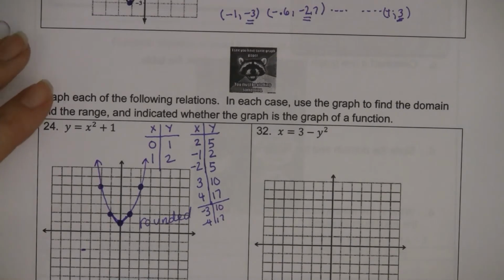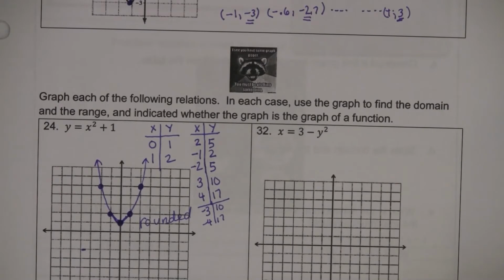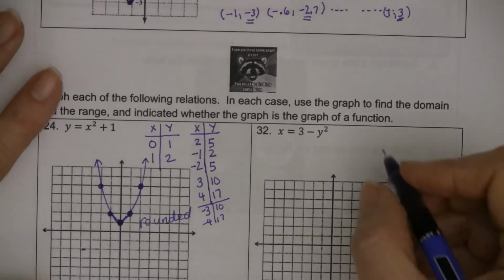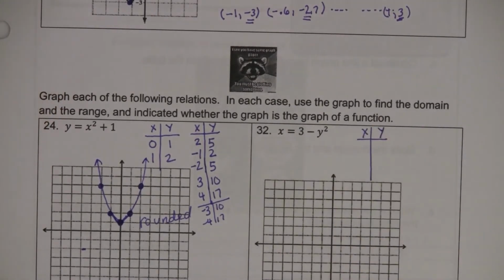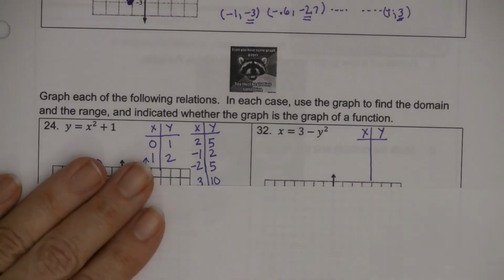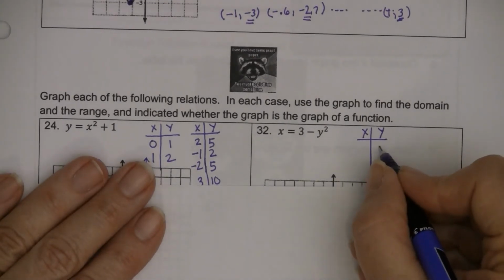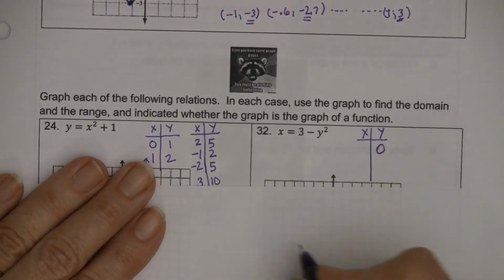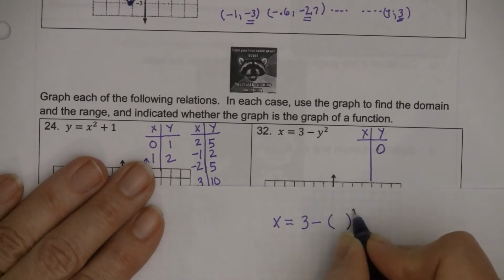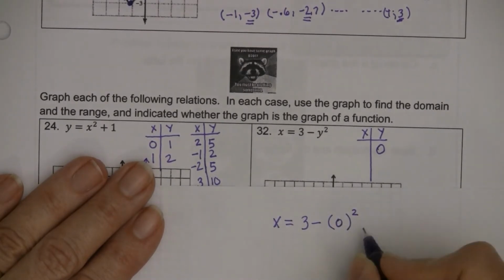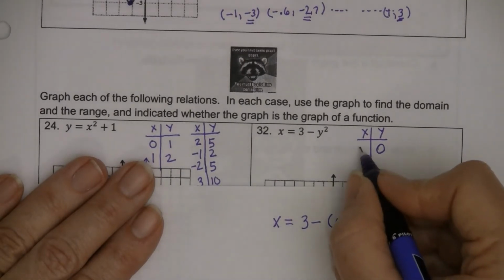Okay, so 32 has x equals 3 minus y squared. And the thing about this equation is that it's solved for x. So you want to pick y values. And so when I get my ordered pair table here, I have to be careful. I'm going to get my scratch paper up here. I have to be careful that I pick y values. So my favorite value for y to choose is y is 0. And my equation looks like x equals 3 minus y squared, and I'm going to be putting in 0. So that's 3 minus 0, which is 3.